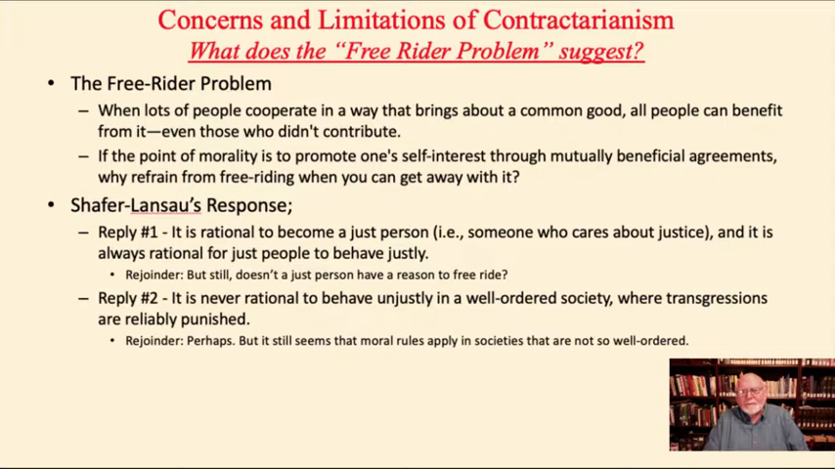Now, in other words, the free rider is a person who breaks the rules. He breaks the law. And the Tao says it is rational to become a just person. And it's always rational for just people to behave justly. This is a bit like Plato's argument that it's good to be good.